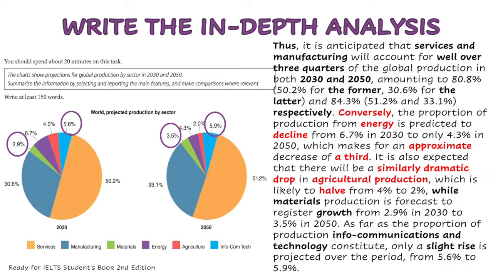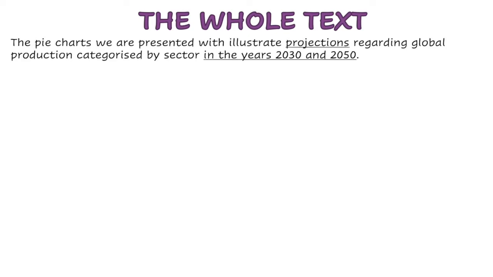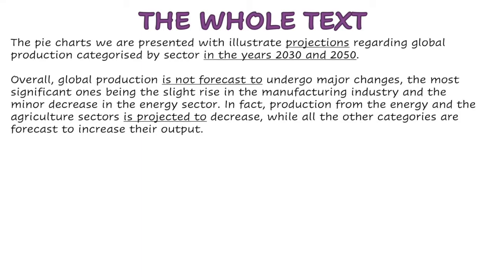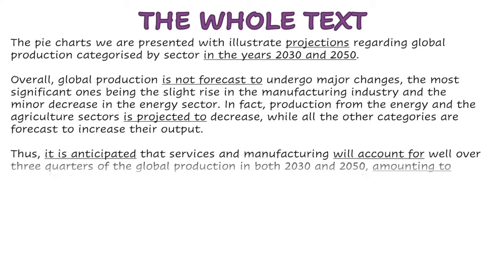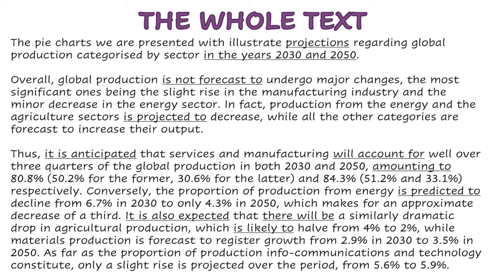Okay, so let's put everything into perspective. Here's the whole text, and I've taken the liberty to underline the words and phrases that indicate the fact that the time frame is future. Being in 2020 means that 2030 and 2050 are in the future. So I'm going to use words like projections and passive phrases like is not forecast to, is projected to, anticipated to, expected to, and so on.